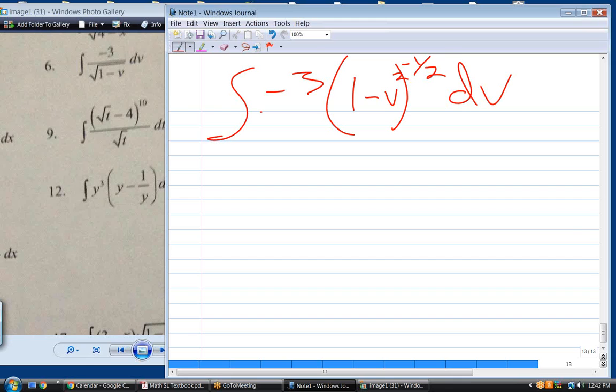Notice that the derivative of the inside is now minus 2v, and I don't see any v's anywhere else. So I would not be able to use u substitution on that. But as long as the derivative of the inside is a constant, then let's go ahead and use it.